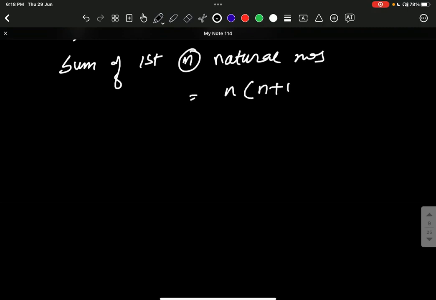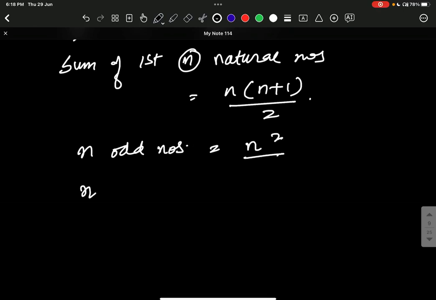Then a small thing over here also. Again, a basic formula which you people should be knowing, that is, what is the formula of sum of first n natural numbers? That is n into n plus 1 divided by 2. Then the formula for the sum of n odd numbers, that is n square. Then the sum of n even numbers, that is n into n plus 1. Then these are the points you need to note.